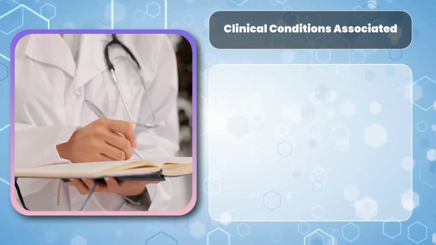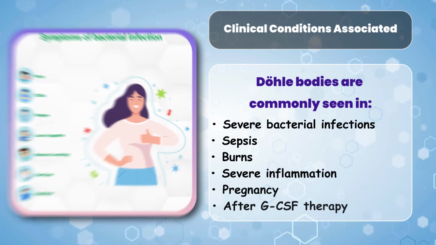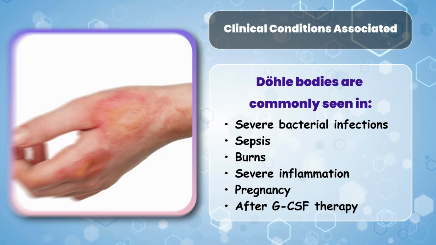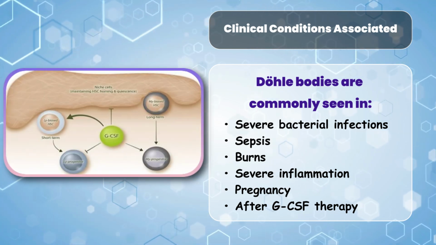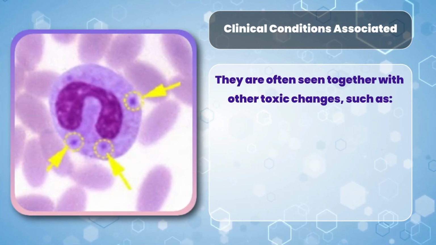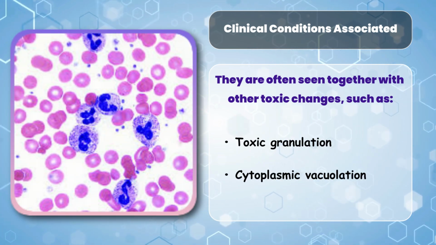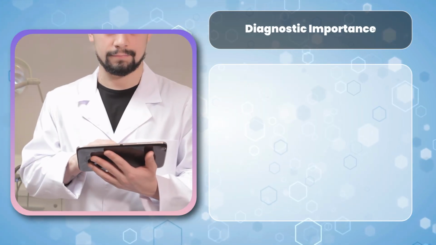Clinical conditions associated: Döhle bodies are commonly seen in severe bacterial infections, sepsis, burns, severe inflammation, and pregnancy. After G-CSF therapy, they are often seen together with other toxic changes, such as toxic granulation and cytoplasmic vacuolation.